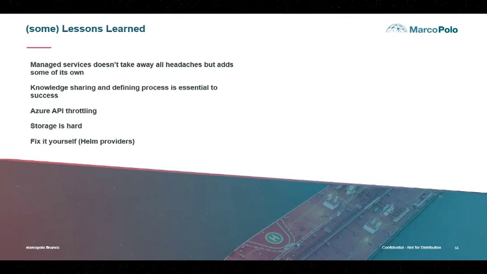Storage is quite hard in Azure as well. We found that a lot of the AKS, PVC, and Azure API backend integration doesn't seem to detach and reattach disks successfully. So we've had to kind of mitigate that by doing some kind of silly stuff. But yeah, it's just part of it, and they're kind of working on a lot of those issues at the moment. And then fix it yourself.